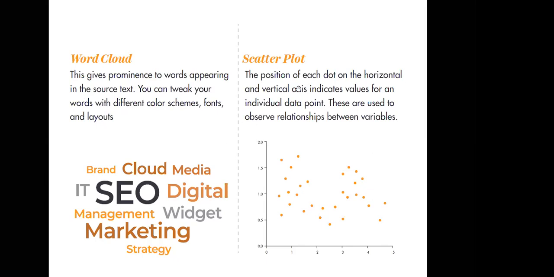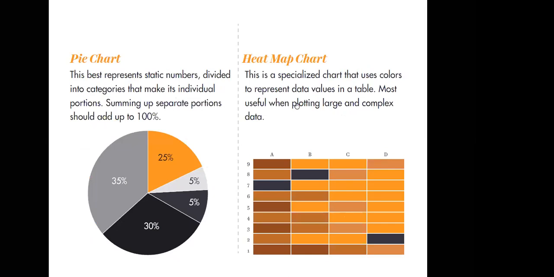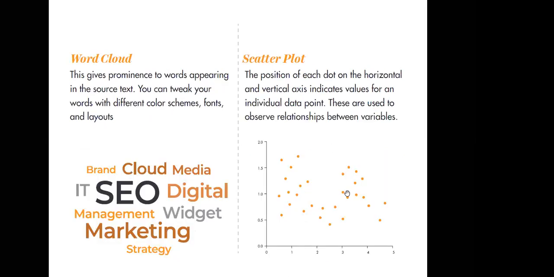We have the scatter plot. Actually, we didn't get to share it here, but it works almost the same way as the bubble chart. It's plotting different relationships and distributions on the charts. Almost the same thing, but you know, there are some technical things that not all of us understand.